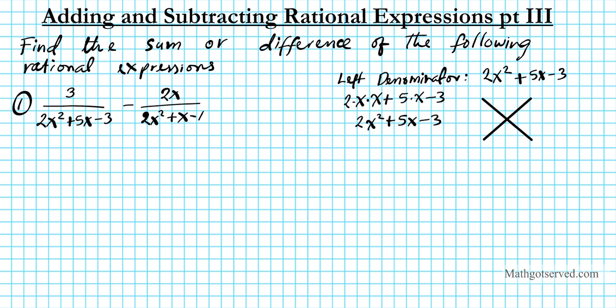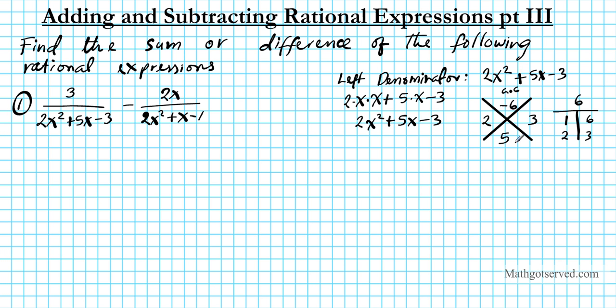AC goes on top, B goes on the bottom. AC is 2 times negative 3, which is negative 6, and B is 5. So what are the factors of 6? The factors of 6 are 1 and 6, and 2 and 3. This is kind of tricky because these two pairs generate 5, so we need to be careful here. Let me try 2 and 3.